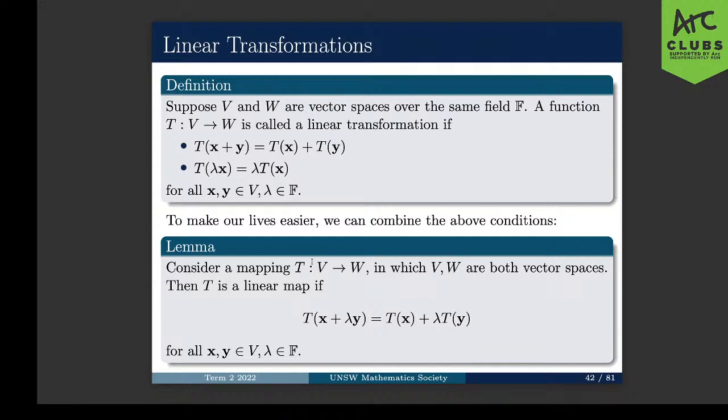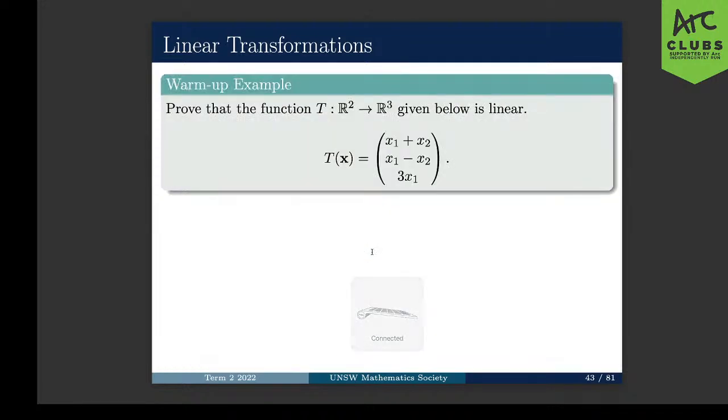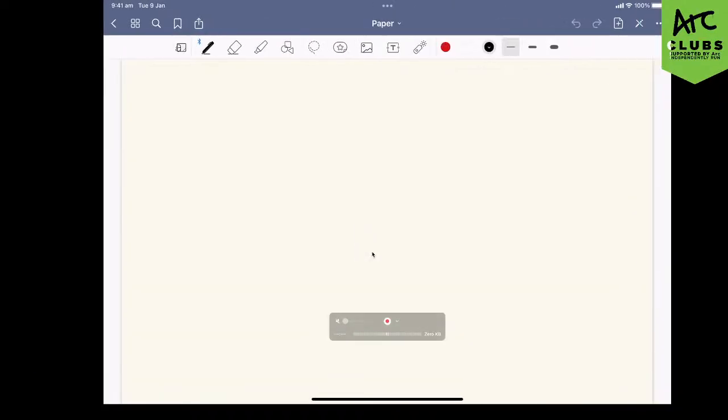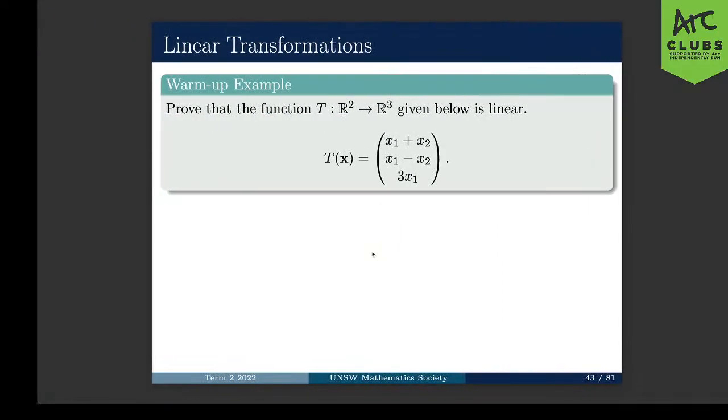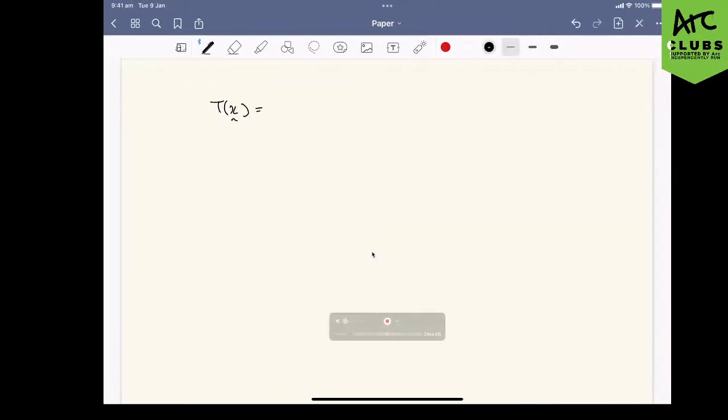We're just going to do an example of this. Let's prove that this function from R2 to R3 is a linear transformation. Let me share my screen. So what was the function again? It was Tx equals x1 plus x2, x1 minus x2, 3x1. Here we can just say x is x1, x2.